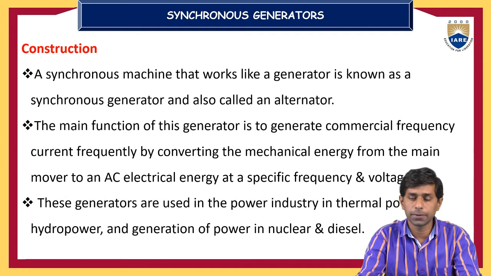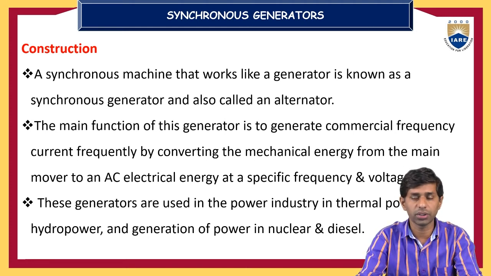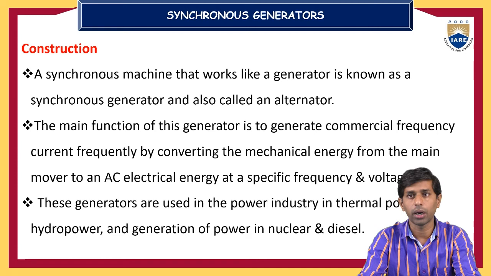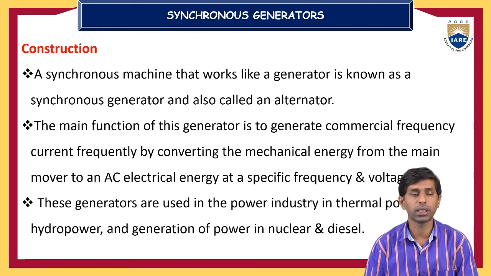A synchronous machine, as the name itself indicates, the synchronous machine that works like a generator is known as a synchronous generator. We can confine a synchronous machine to a generator, so we can call it a synchronous generator, also called an alternator. The main function of the generator is to generate a commercial frequency current or voltage. It converts mechanical energy into electrical energy at a commercial frequency and rated voltage.